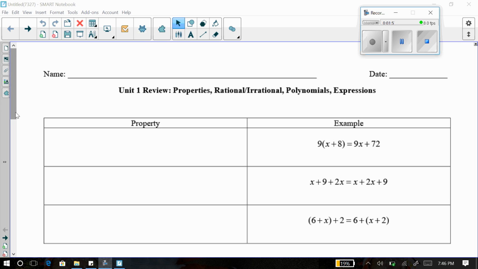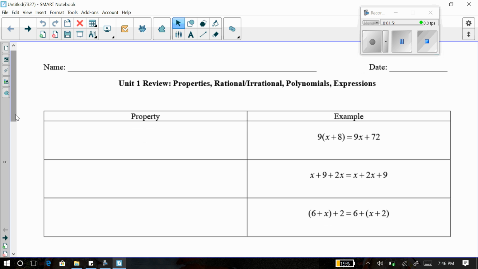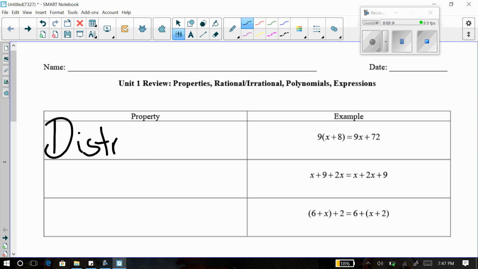All right, let's start with going over some properties. We learned several properties this school year, but the three big ones that I need you to know are the distributive property, the commutative property, and the associative property. The first property we have here is our distributive property. If you remember, the distributive property means that you take the number outside the parentheses and multiply it to everything inside the parentheses. So 9 times x is 9x, 9 times 8 is 72. That's when you distribute.